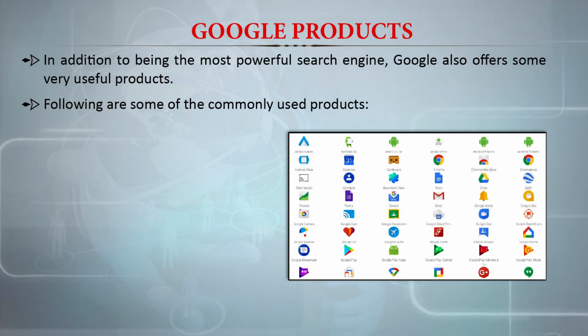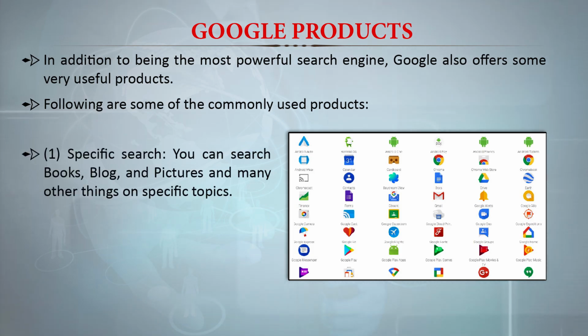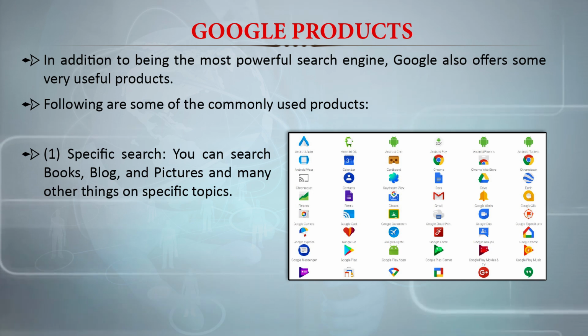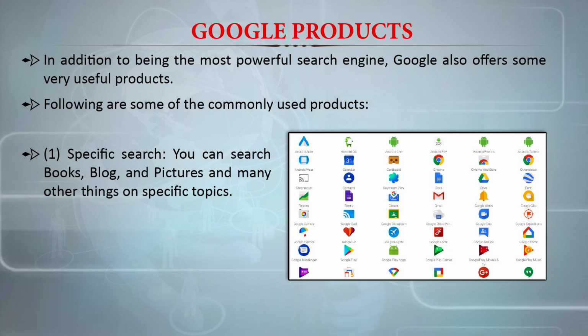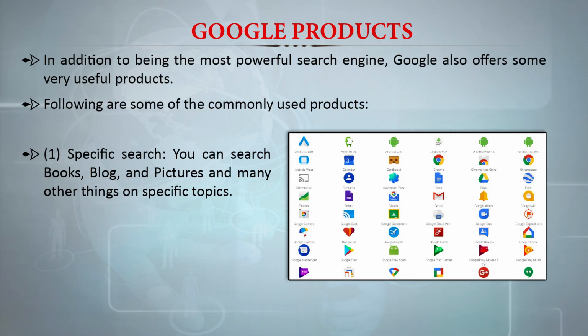Now, let us consider the first one, which is called specific search. We can search books, blogs and pictures and many other things on specific topics. So, you select one category and perform search only on that category. For example, if you are looking for a book, then you select that particular option, books, so that whatever you are searching for is searched against the books, and if some match is there, that particular match is displayed. Otherwise, your search string will be searched against everything on the web, and many things apart from the books will also be displayed, which is of no use.